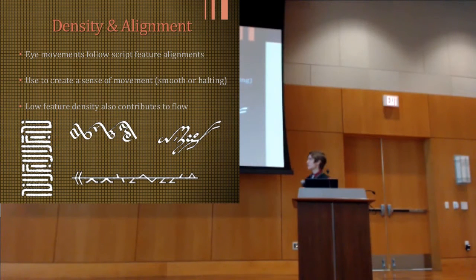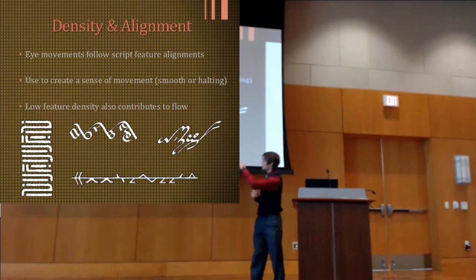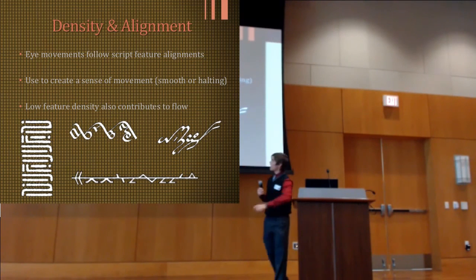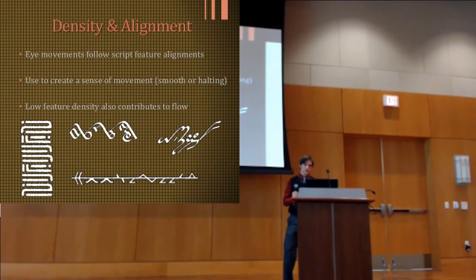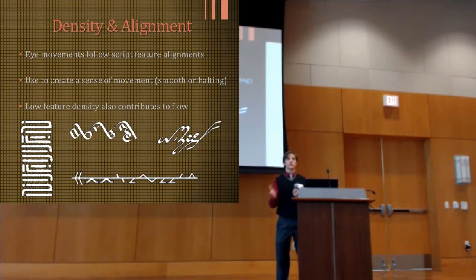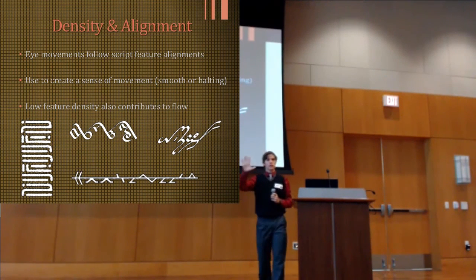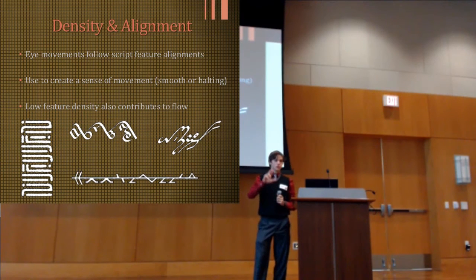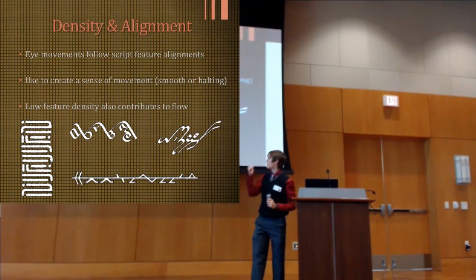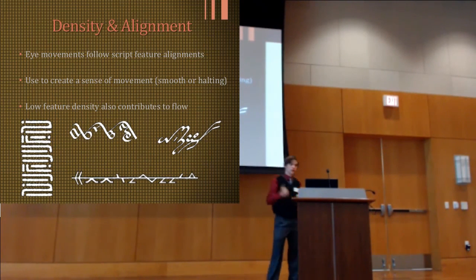Next, I'd like to look at density alignment. As I said before, I was going to come back to this. Our eye movements sort of follow the alignments of different script features, and this can be used to create a sense of movement in your writing. This does deal a lot on the font level and less on the script level, but still you can design your script in such a way that it does play on this effect.